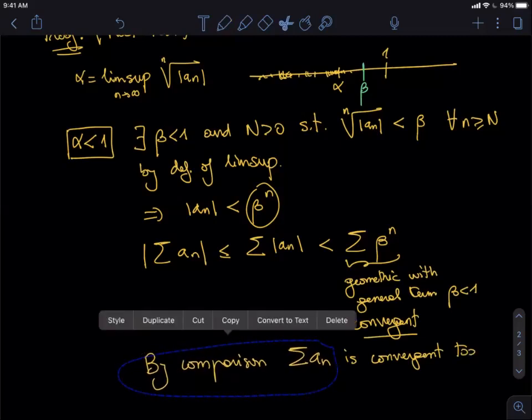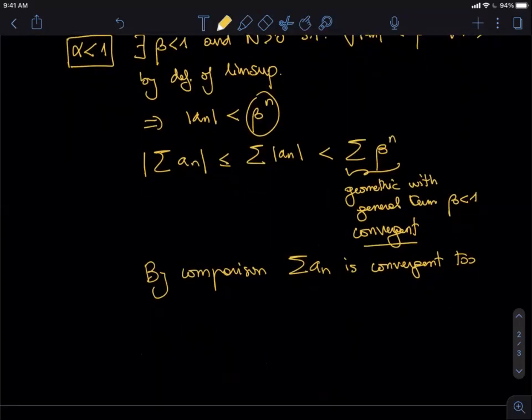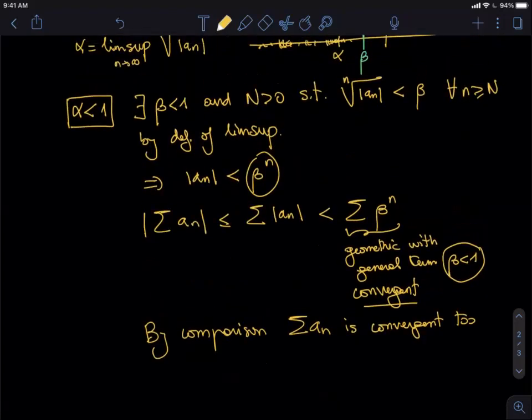Okay, notice the comparison always, if you want to show that something is convergent, you need to bound from above by something that converges. Okay, here it's very important that beta is less than 1. All right. Notice just a small detail. We needed to introduce beta because we needed something here that was strictly less than 1. Beta equal 1 wouldn't work because the sum of 1 infinitely many times is not finite. Okay, that's the reason why we introduced the beta.